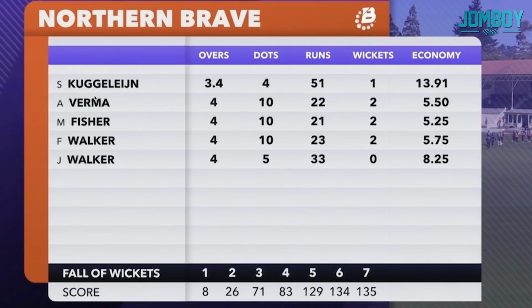On the other side, we have the other team's bowlers. They used 1, 2, 3, 4, 5, or the Walker's brothers. They used 5 different bowlers. That's normal because you can't bowl more than 4 overs. That's a rule, so you can't just have one dude do the whole thing. Dots, all of these guys had 10 dot balls. That's pretty good. Runs, our guy Fisher allowed the least, 21. He got 2 wickets, so he had the best day out of all these things.